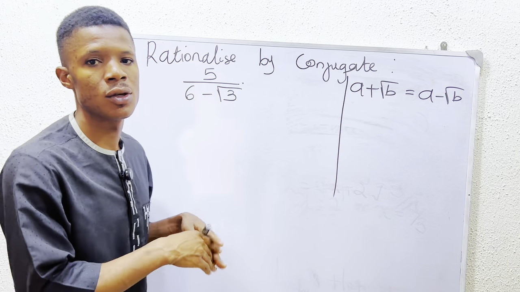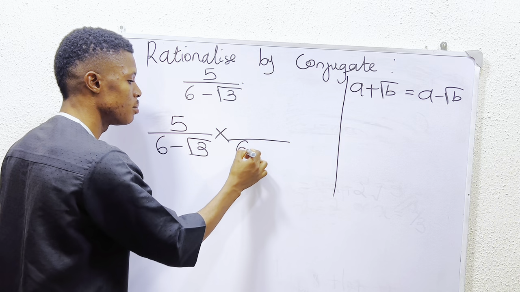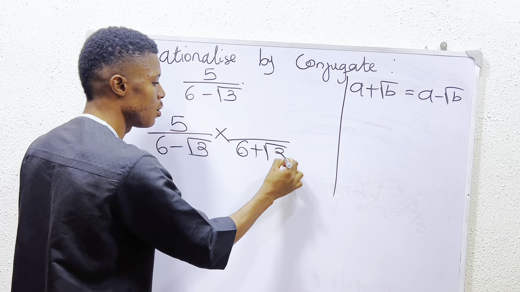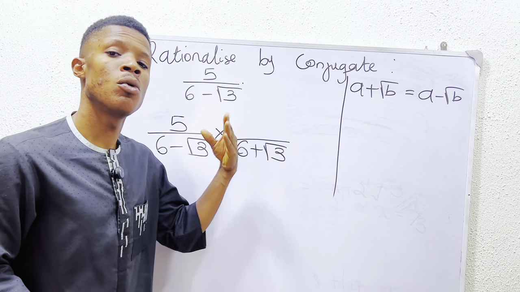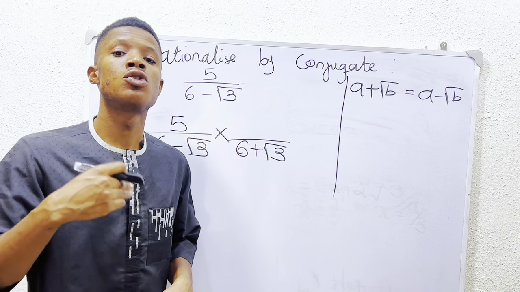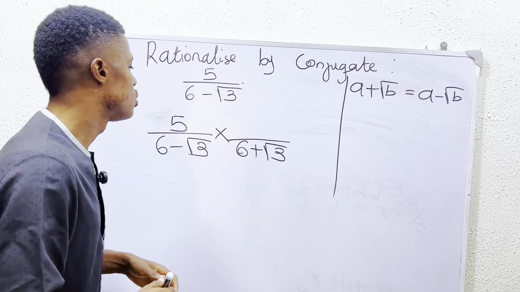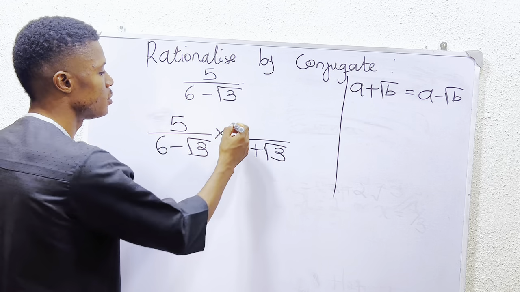So here we have 5 over 6 minus root 3. We'll multiply the denominator of the surd by the conjugate. This is 6 minus root 3, so the conjugate becomes 6 plus root 3. Then since you multiply the denominator, you have to multiply the numerator too to maintain equivalency. So what do I have to do? 6 plus root 3.